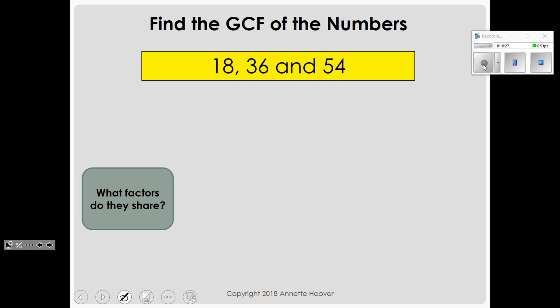We can use the same method when finding the greatest common factor for 3 numbers. If we were to do this for these 3, 18 is divisible by 2, and then 3 times 3. 36 is divisible by 2. That would be 18, divisible by 2. 9 is divisible by 3. There's the prime factorization for 36.